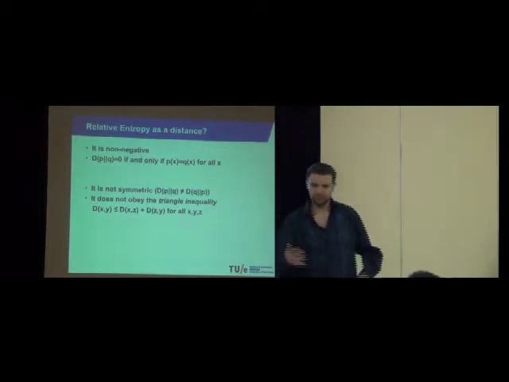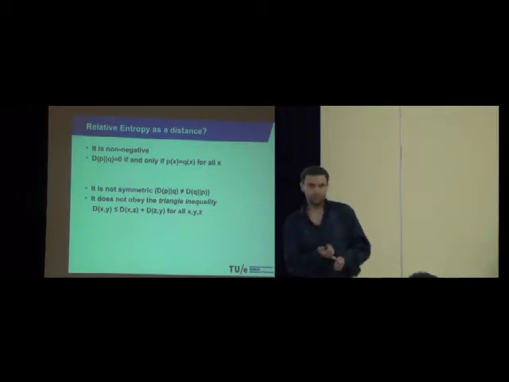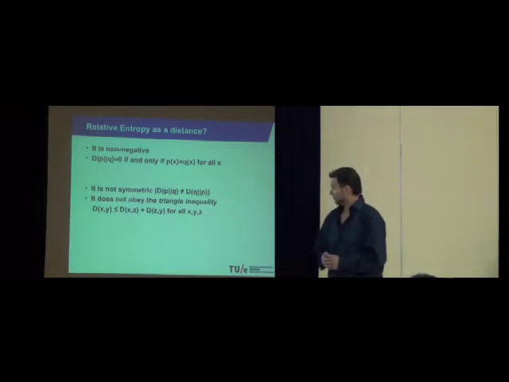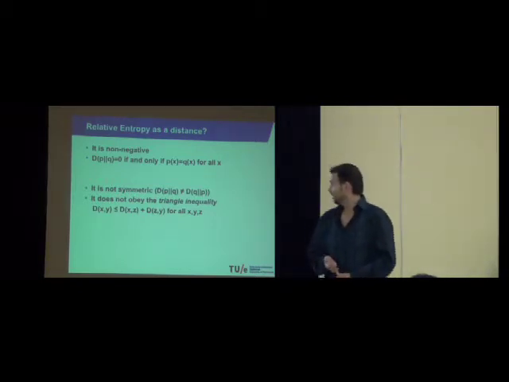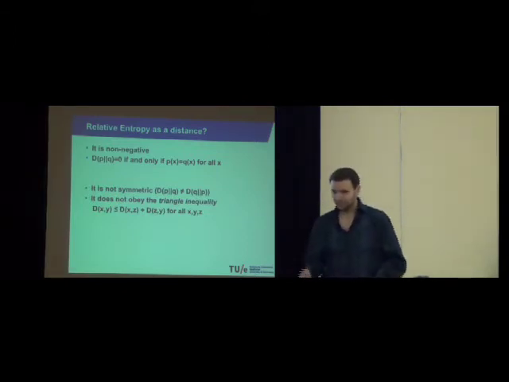So if you want to interpret relative entropy as a distance, it has good properties, like it's non-negative. It's only zero if it's exactly the same. But it doesn't have all the features of a proper distance, because it's not symmetrical. It doesn't obey the triangle inequality in general, and we'll come back to that.